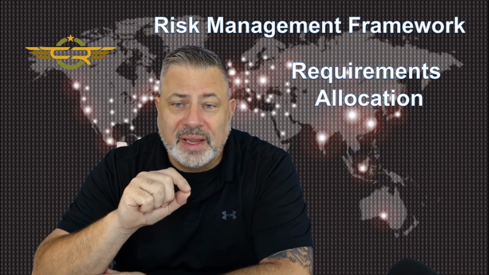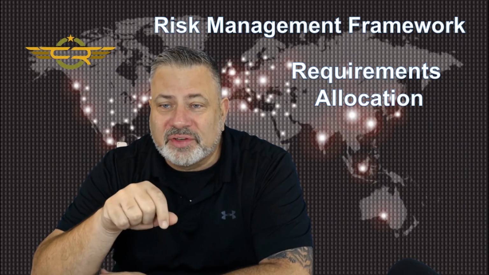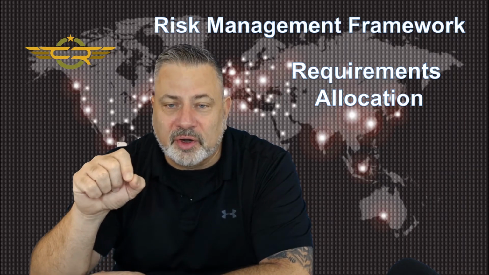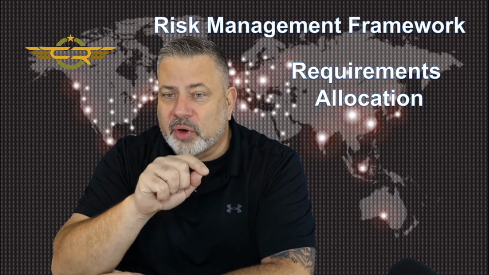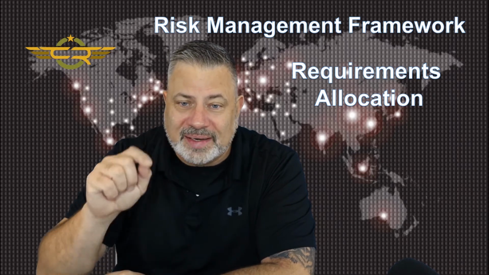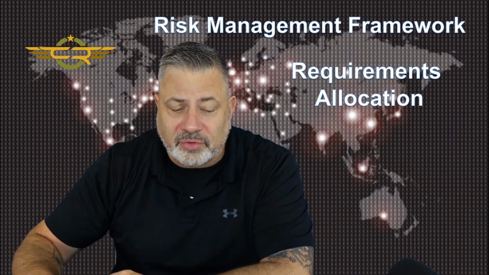This task is titled Requirements Allocation, and in this task we allocate the security and privacy requirements of the system and to the environment of operation. We take those requirements we defined in an earlier task and we're going to put them in place where they belong in your information system. So join us for more.